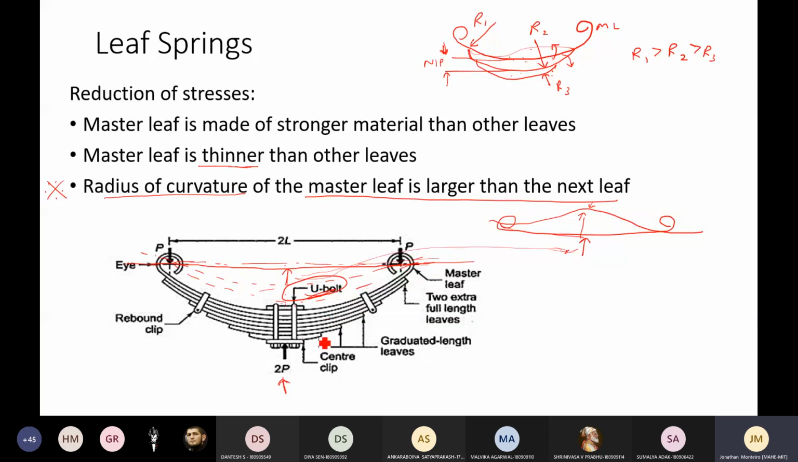For example, the last one will get least amount of, you may get sigma minimum here and you may get sigma maximum here, which is not at all proper. The whole leaf, the whole system may fail. Once this is gone, master leaf is gone, there is nothing to hold it. Correct?